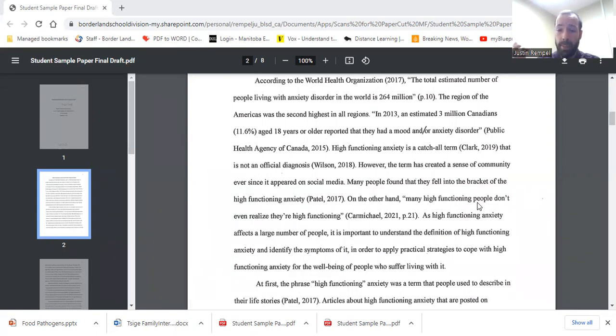And the whole point of the paper is to provide some practical strategies that people can apply if they are living with high functioning anxiety. So that last sentence of the introduction paragraph needs to have the thesis, and this paper does. It's about high functioning anxiety. Here's some practical strategies. It's a very pragmatic, hands-on sort of paper. Let's give you some actual things to work on.